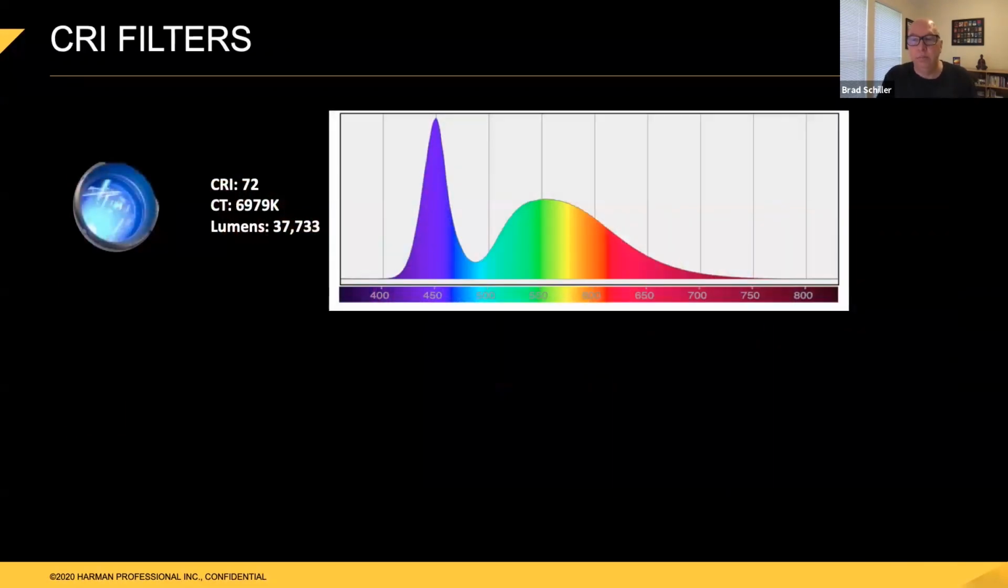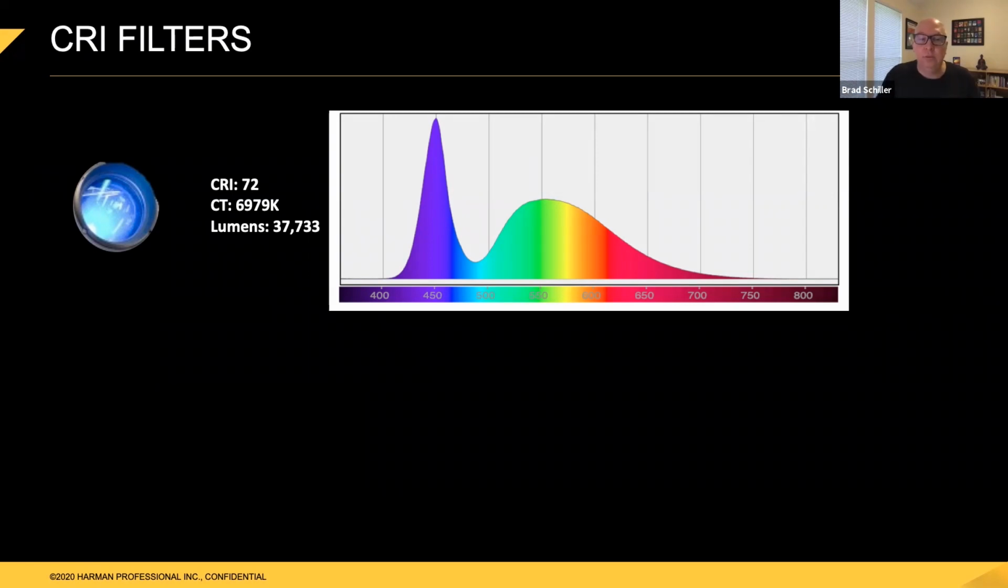CRI filters. There are fixtures on the market, and continuing to be fixtures on the market, that have CRI filters in them. It is a device you can bring into the path of the light that will increase the CRI score. Now, I just told you the CRI score really is no good, and I just gave you an example of why it can be very confusing and why you shouldn't use it. But there are CRI filters out there. It's important to understand what they're actually doing.